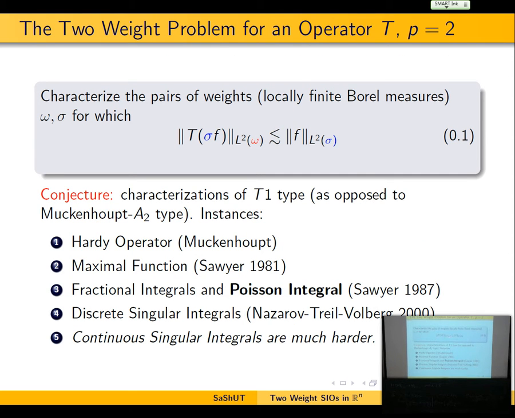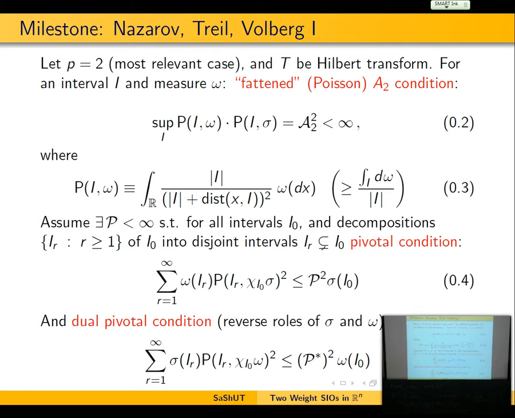I forgot to say one big advantage, let me go back for a moment. One big advantage of this formulation is that it's very easy to dualize. The dual is simply you change sigma and omega. You interchange them. So you have the pivotal condition and the corresponding dual, which is changing sigma and omega.